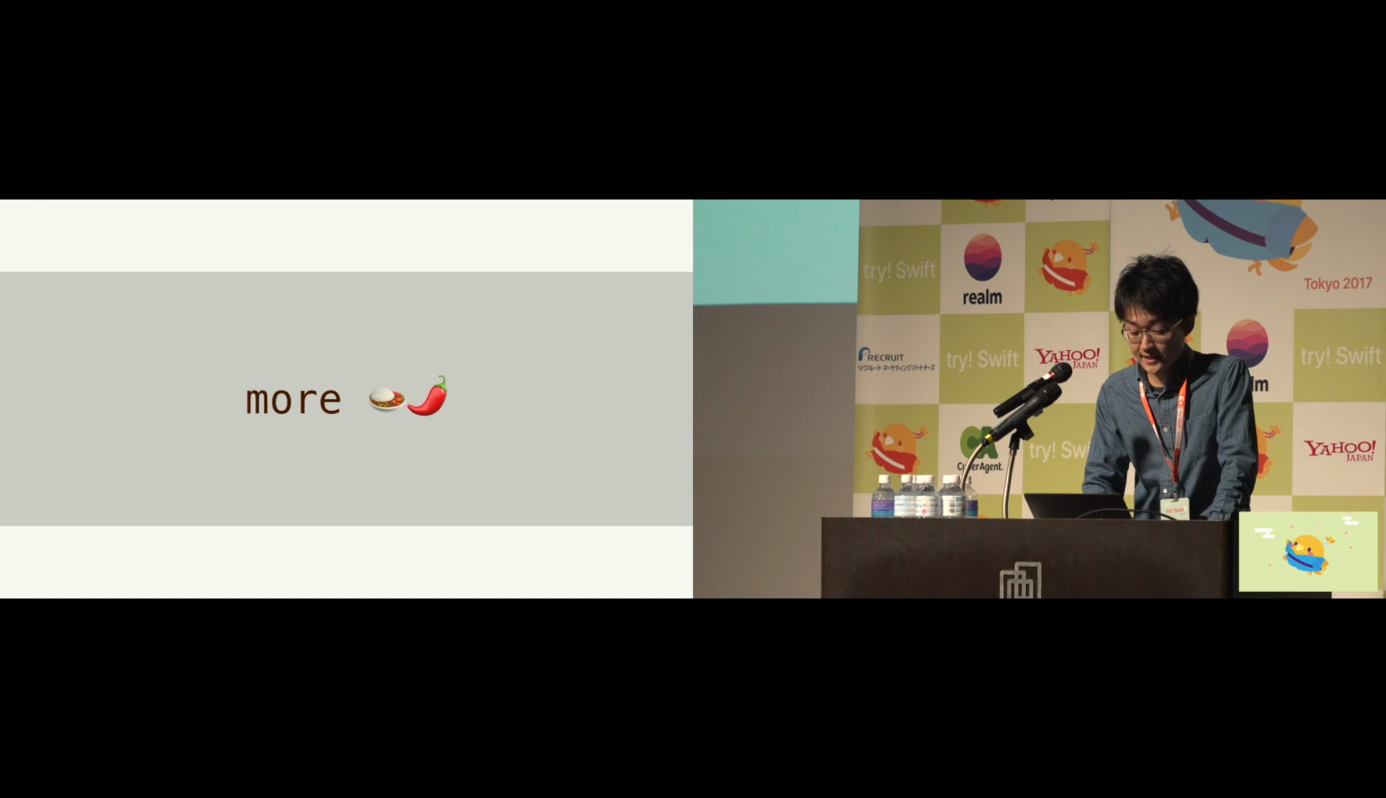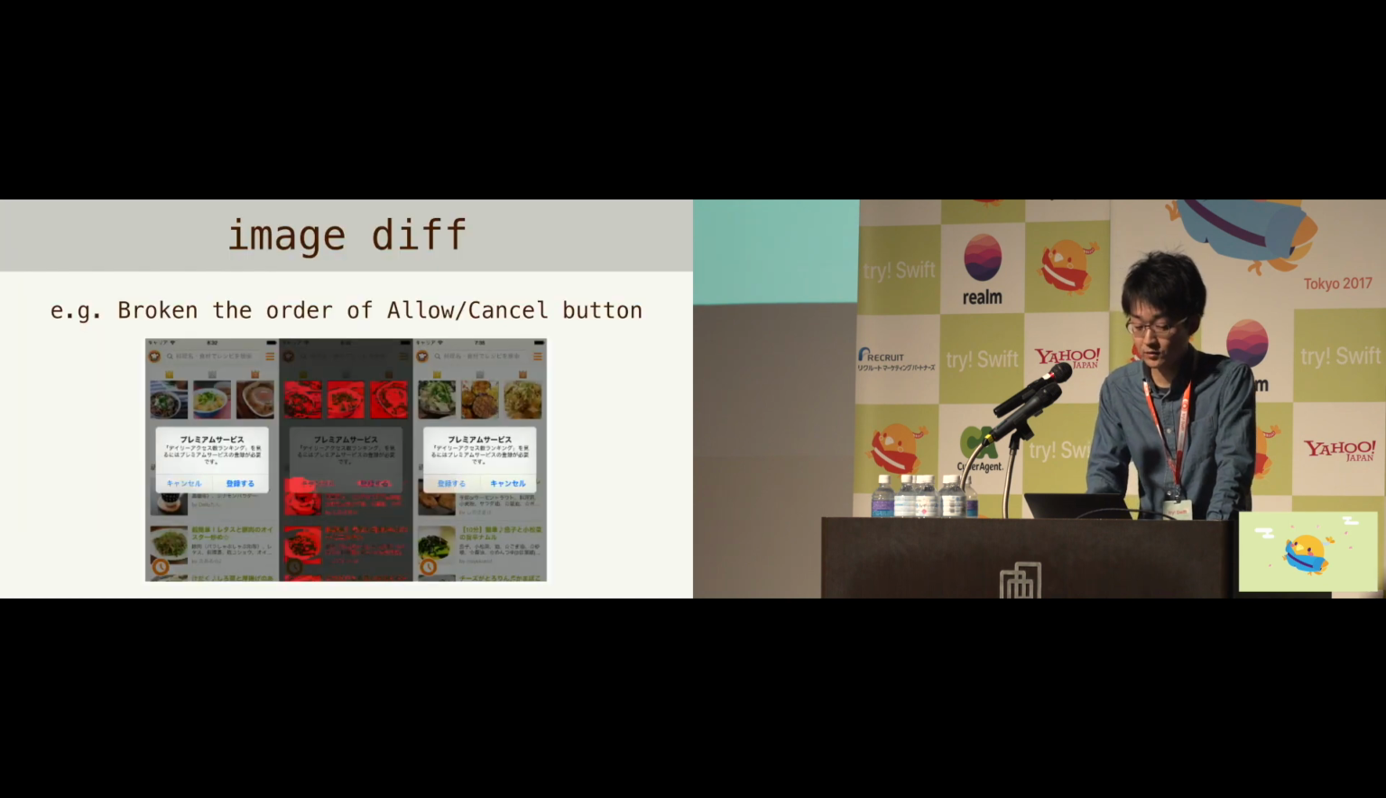More spice to extend UI tests that we've tried. I just explained scenarios and their implementations for UI tests. But test automation is not only describing scenarios, but also judging results and reporting them. For example, we also implement image diff to judge the result and give feedback to designers. Designers can know the difference between the previous version and the new version easily. This helps layout checking.